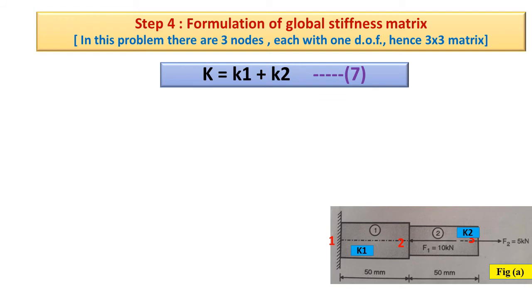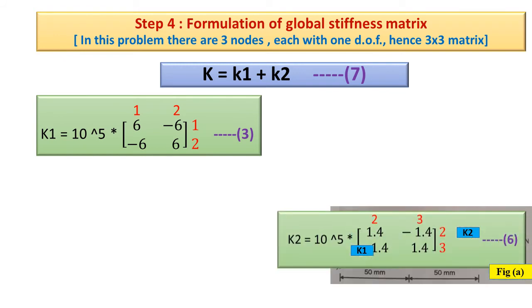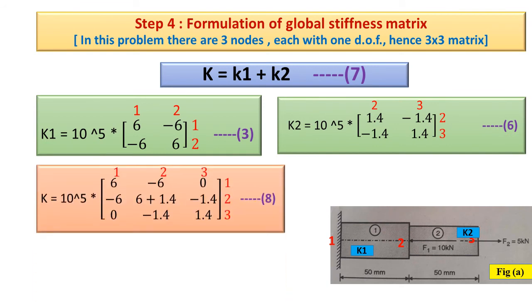K is equal to K1 plus K2. K1 is 10 raised to 5 times [6, -6; -6, 6], equation number 3. Here K2 is 10 raised to 5 times [1.4, -1.4; -1.4, 1.4]. We know the formula K is equal to K1 plus K2.